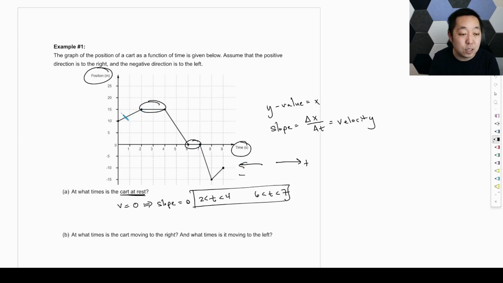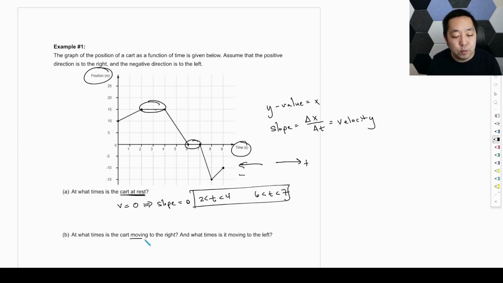And that should make sense because the y value is the position. When he's at rest, the y value is not changing. He's located at x equals 15 and it's not changing. It's just at 15, at 15, at 15 the whole time. And so that also makes sense of why that means at rest.